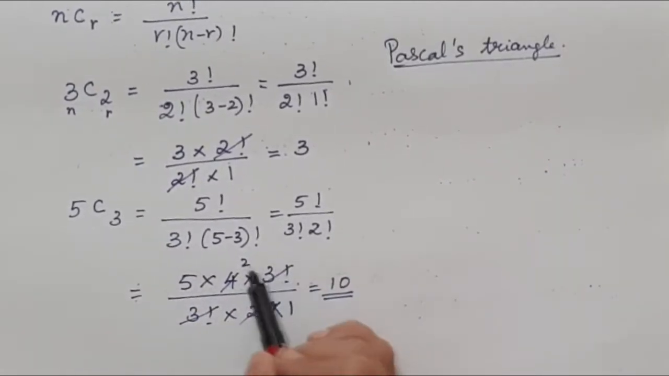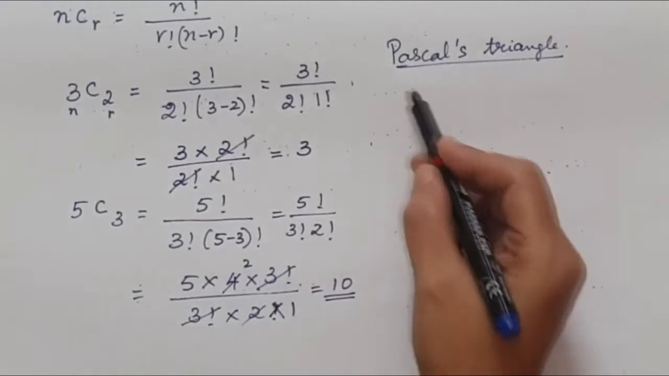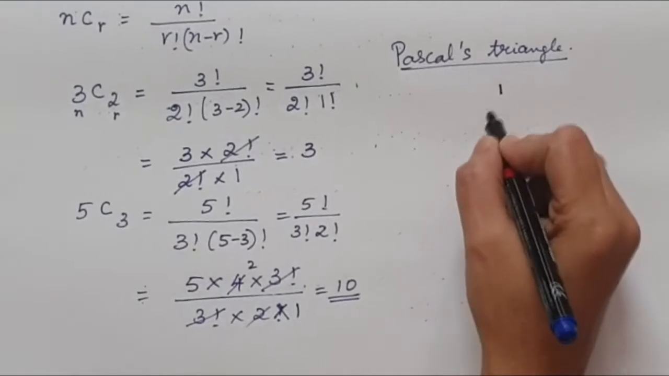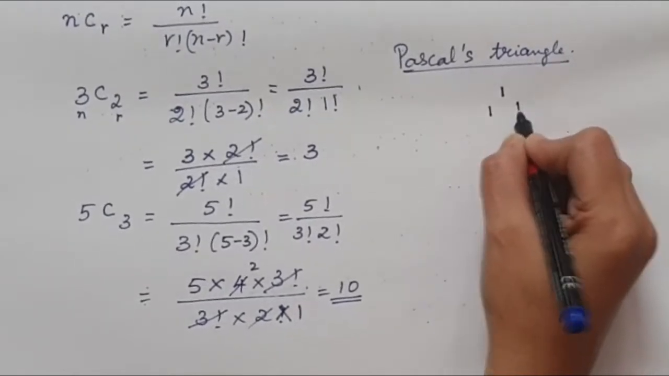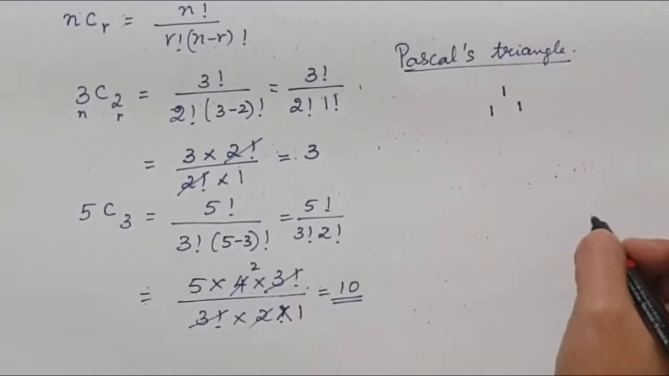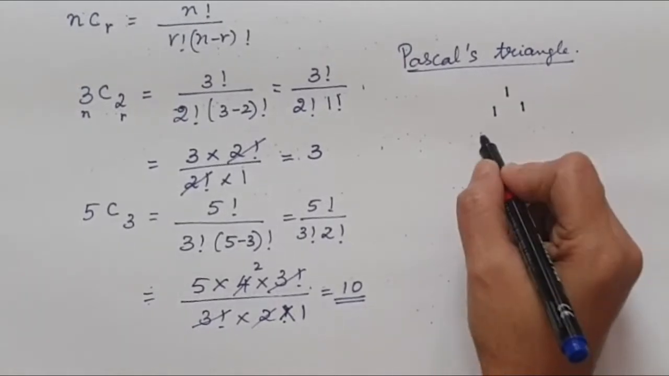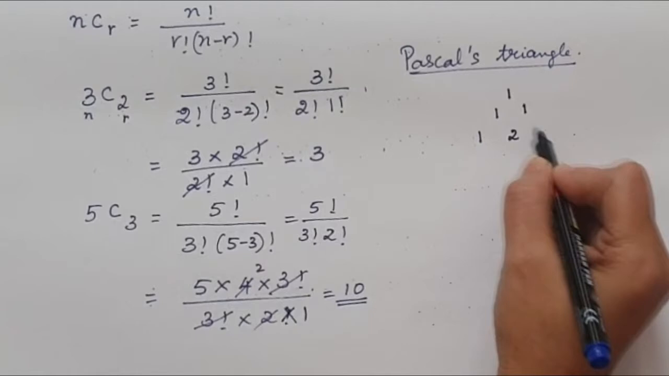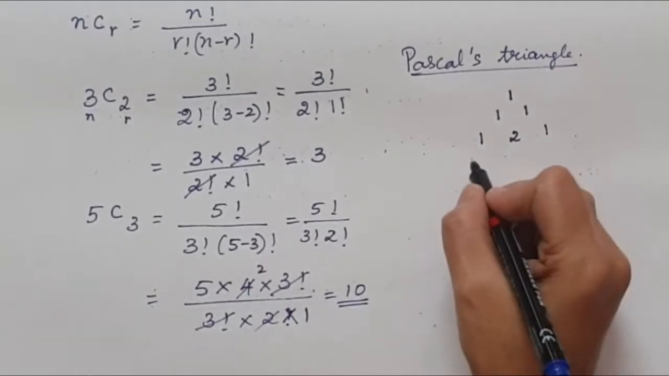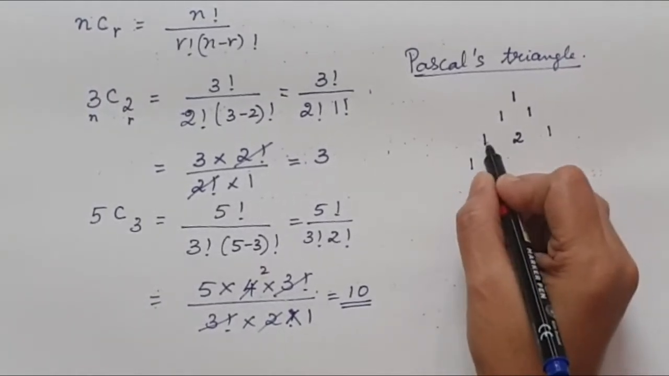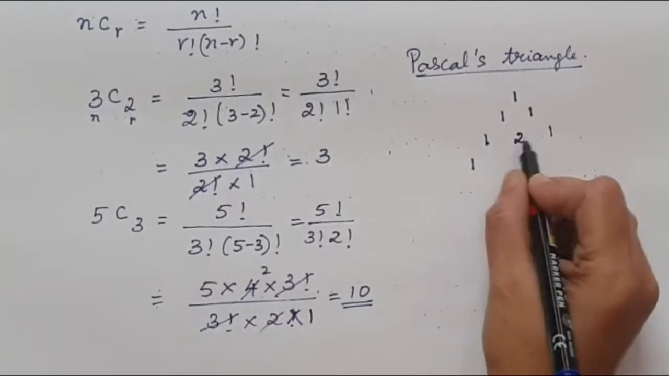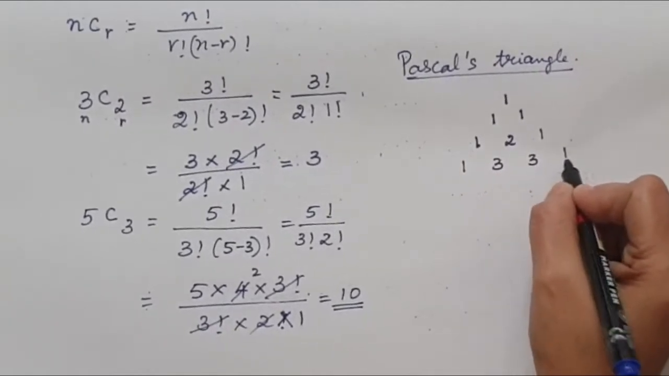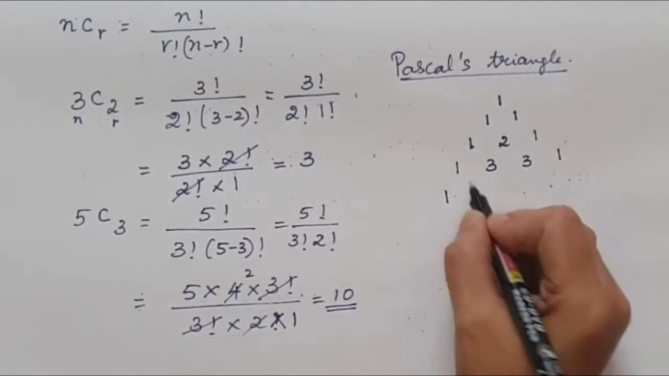Now let us see how to find the binomial coefficients using Pascal's triangle. We write the first number as 1. Then the end numbers of the triangle will always be 1 only. The starting number is 1. Add these two numbers, so it is 2. Then the final number is 1. Again, write a 1 as the beginning number. Add these two: 1 and 2 is 3. 2 and 1 is 3. Then again write a 1.